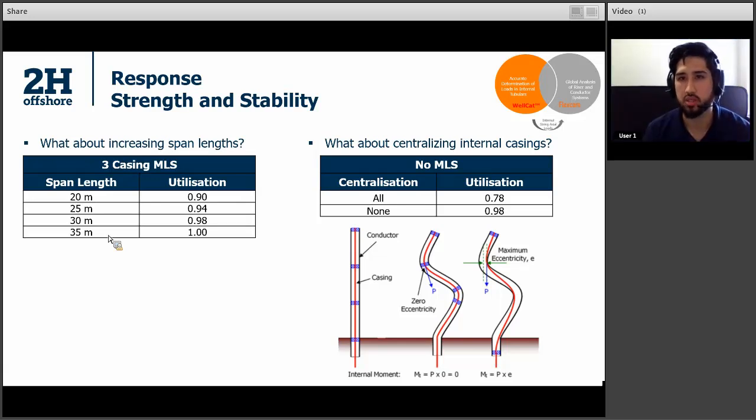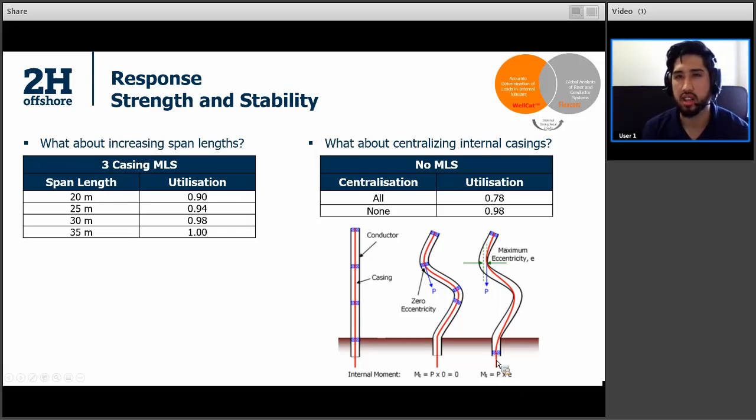And the second point I've got here is what about centralizing the internal casing? Because the function of them is also creating a level of force on the conductor itself. As you can see in this diagram, which shows the conductor and the casing, the conductor is in black and the casing is in red. When these start to bend around, if they're centralized within the system, there's zero eccentricity, as we call it, which creates the least amount of internal moment. Whereas if there's no casing centralization, those internal forces are larger.